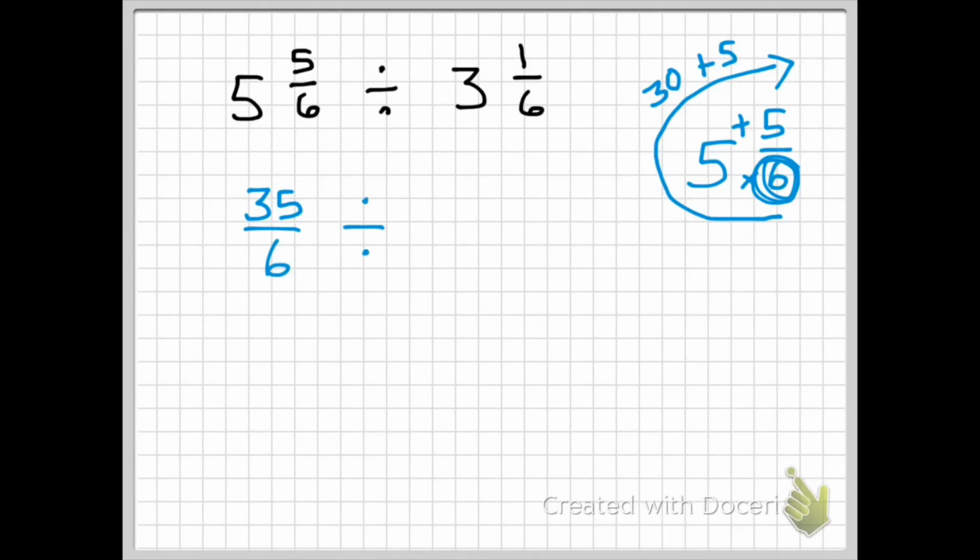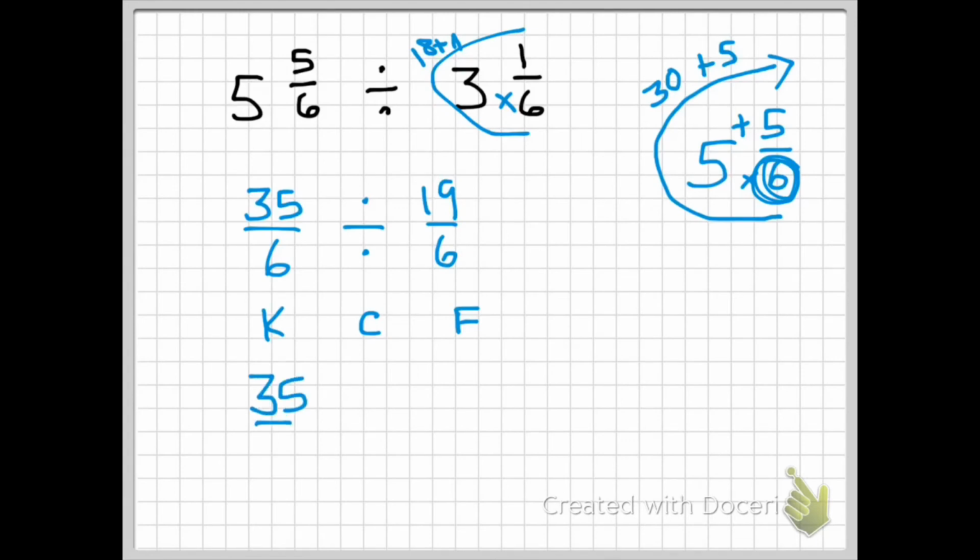Now, don't try to do too many steps at once. Let's convert everything first. So same thing here. We have 6 times 3 is 18, plus our 1 on top. And we get 19/6. Now we can do our KCF. Sometimes I call it the Colonel Sanders step because it almost looks like KFC. So if that helps with your kids, or if you're a student learning this, you can always remember that. So we keep this, change this to multiplication, and then flip our second fraction.